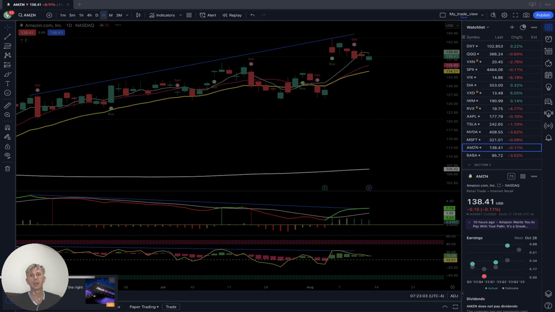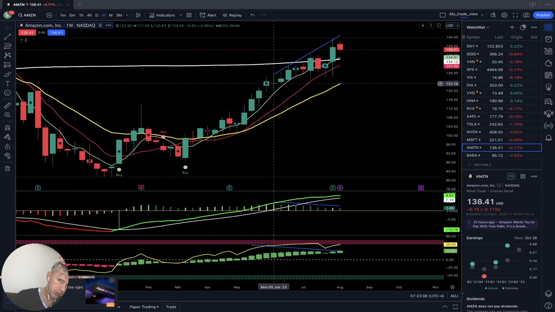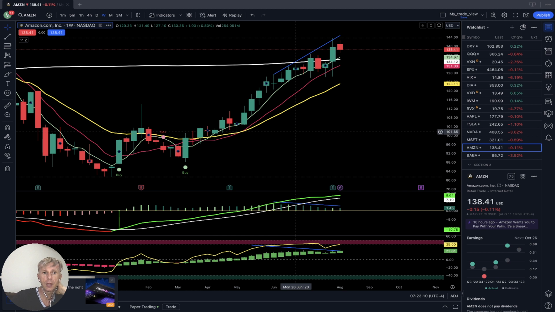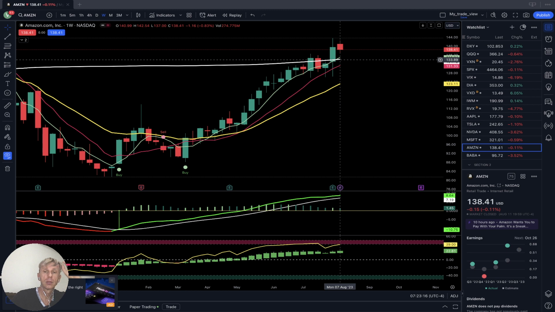Let's move to weekly. Weekly, it's still bullish trend, right? Still bullish trend. Nothing changed. MA5 did bullish crossover over 200. It is a powerful bullish crossover. This week it's a negative week. It's just 1% minus for Amazon.